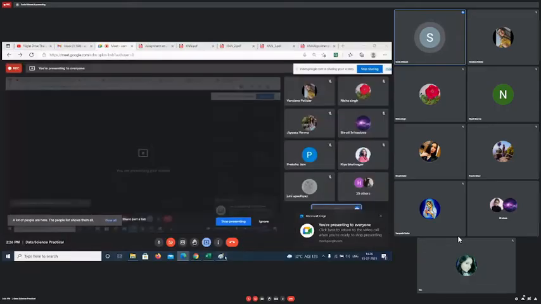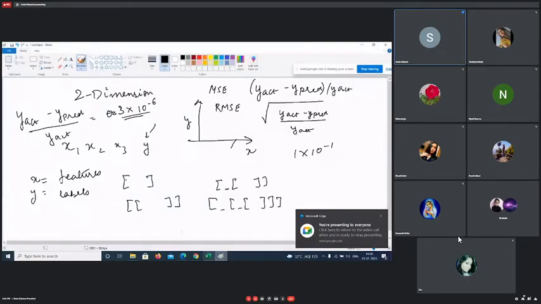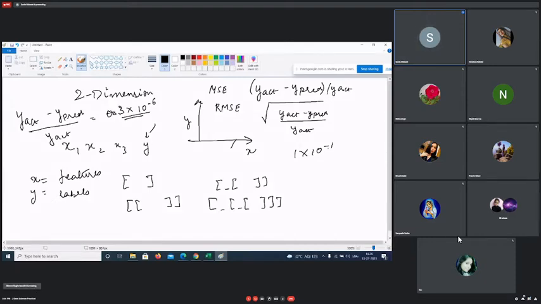Okay class, who will tell me? What is 1 into 10 raised to power minus 1? 0.1. Yes, it is 0.1. What is 1 into 10 raised to power minus 5? 0.00001. Is it smaller than this value? Yes, ma'am.